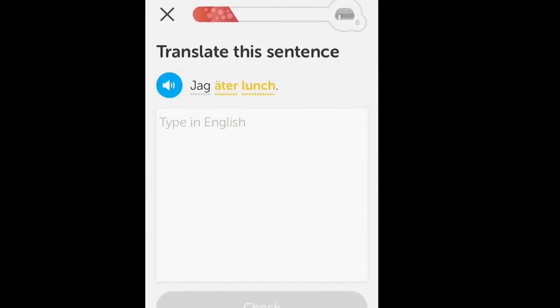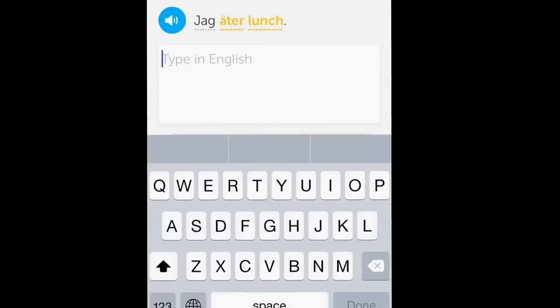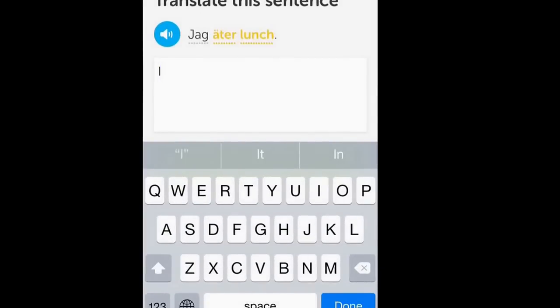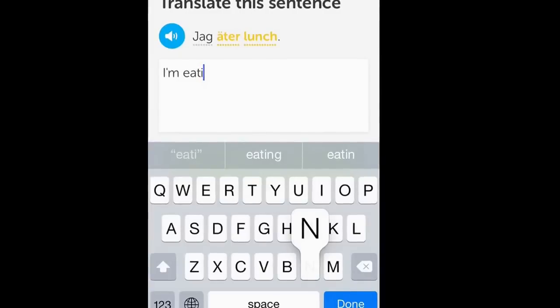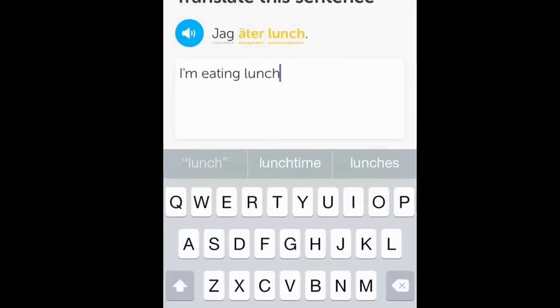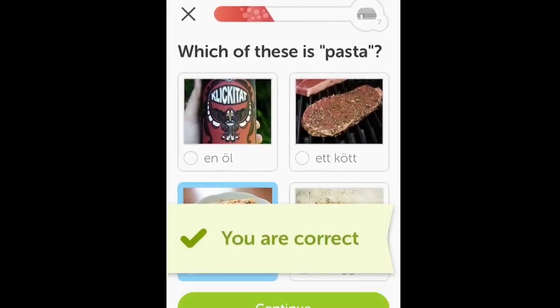So they give you a sentence here. They ask you to translate this sentence into English. Jag äter lunch. I am eating lunch. I'm eating lunch. Great. Which of these is pasta? Pasta.